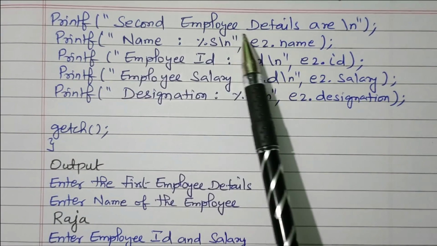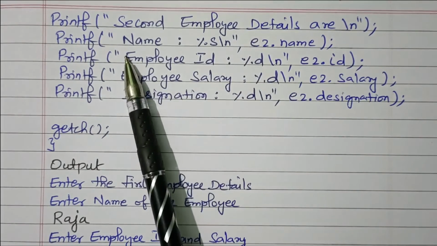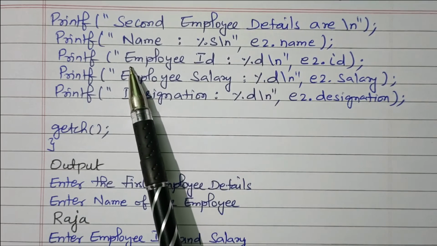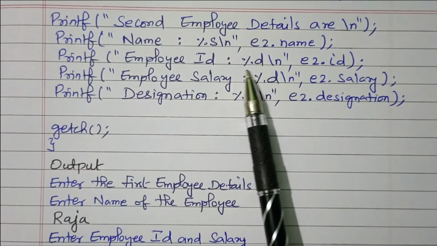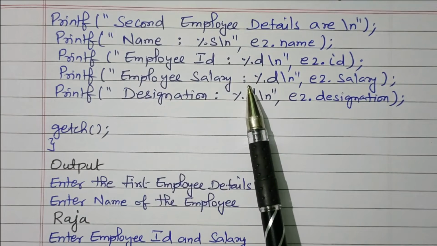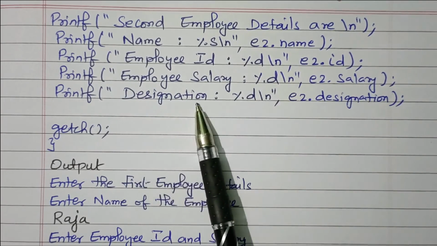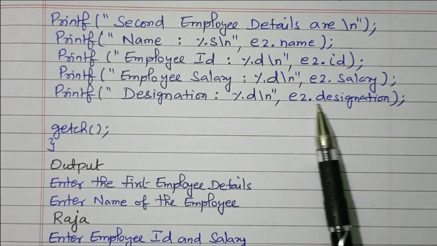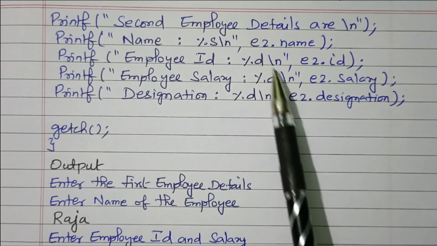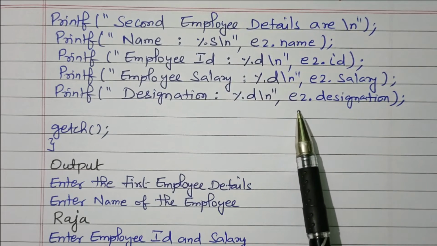Similarly, now we need to print the second employee details. Printf second employee details are slash n, meaning after printing it will go to the next line. Name percentage s E2 dot name, second employee name. Employee ID colon percentage d E2 dot id. Employee salary colon percentage d E2 dot salary. Designation colon percentage s E2 dot designation. So it will print the details one by one because of slash n. E2 refers to the second employee details. It will print the second employee details.